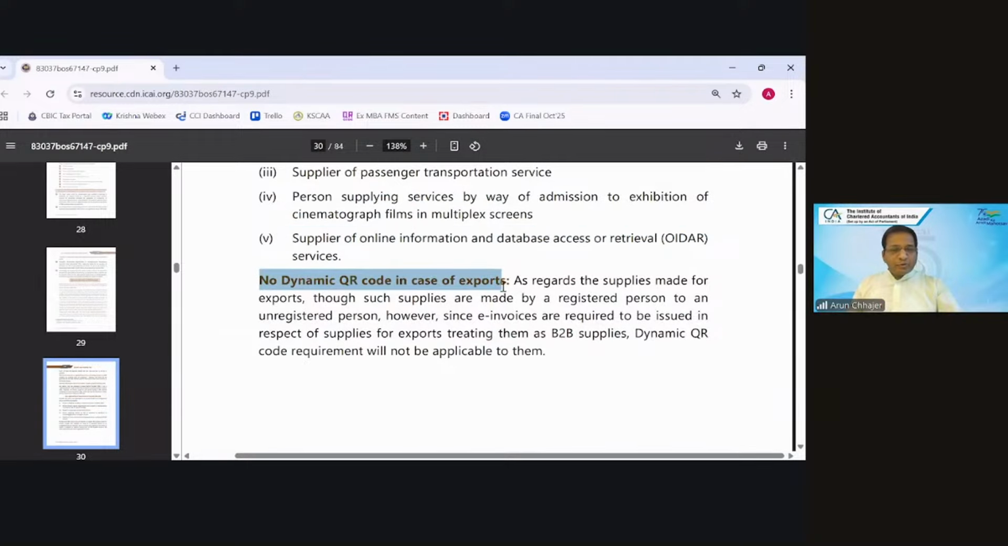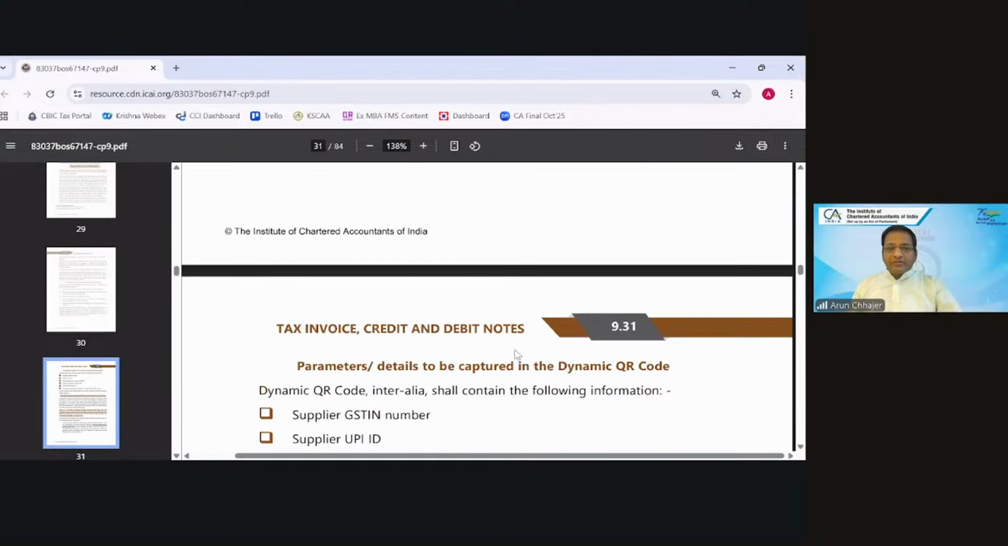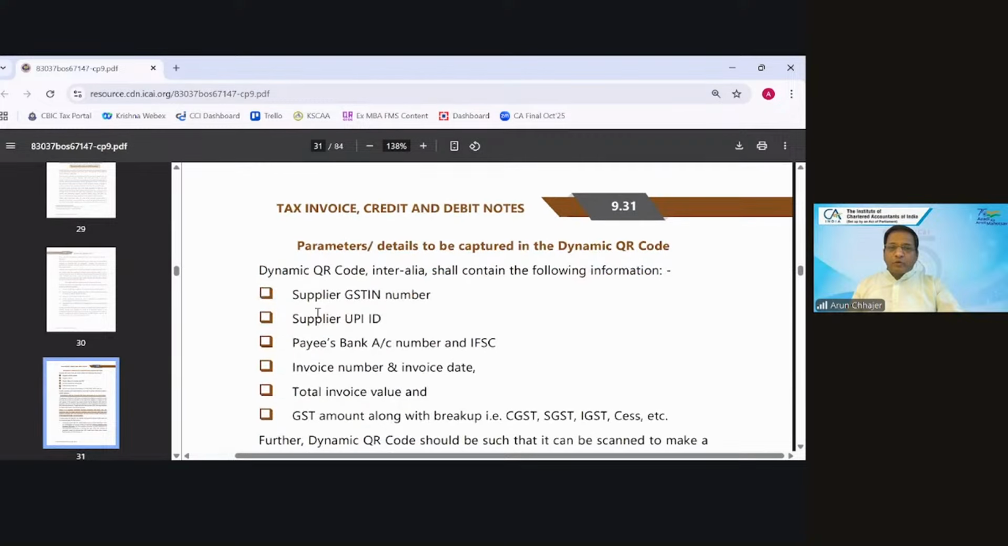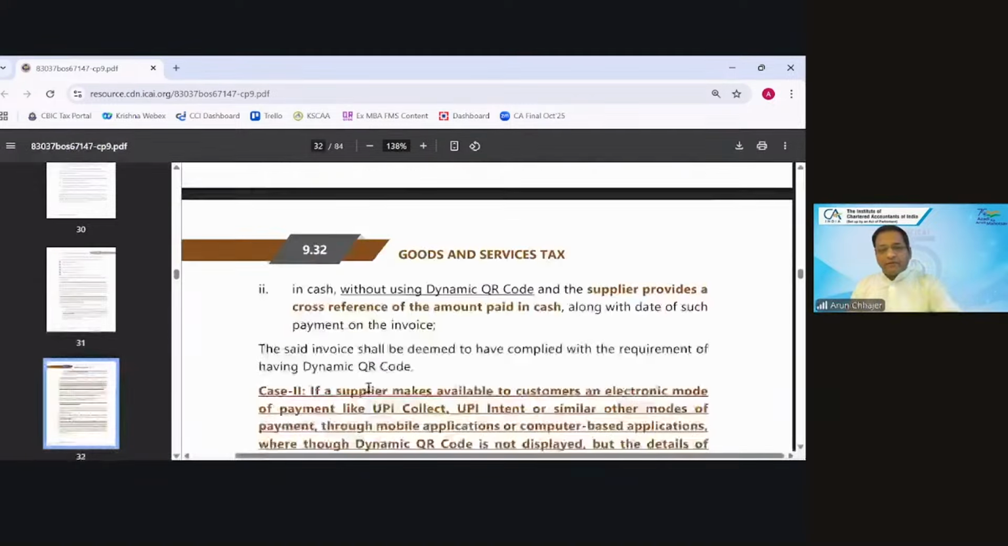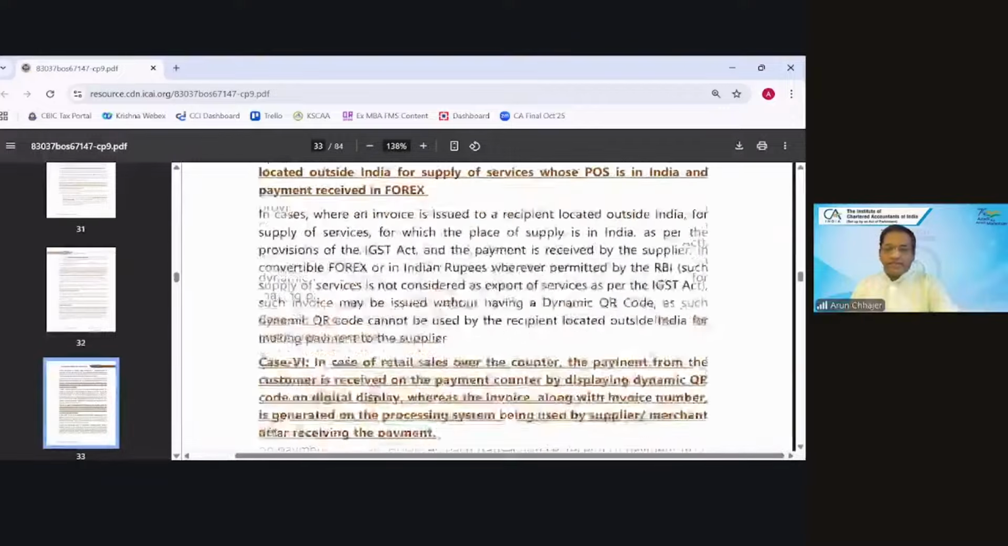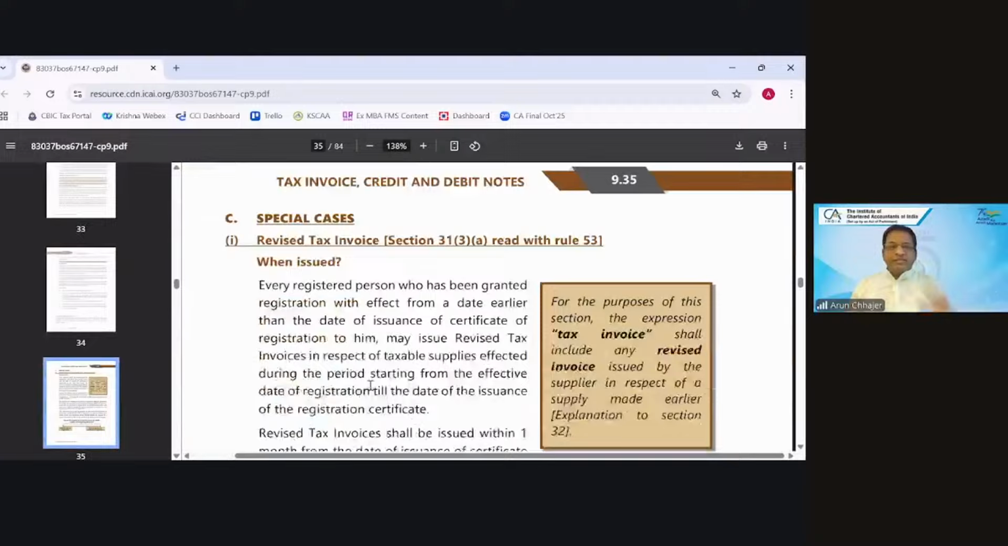Whether export invoicing would be applicable? Yes. Whether dynamic QR code would be applicable? No. Parameters or details to be captured in the dynamic QR code: supplier GST number, UPI ID, payee bank account and IFSC, invoice number, date, etc. For compliance with the dynamic QR circular, I would request everyone to read the clarification given by the CBIC from time to time. That is the normal which you can read.